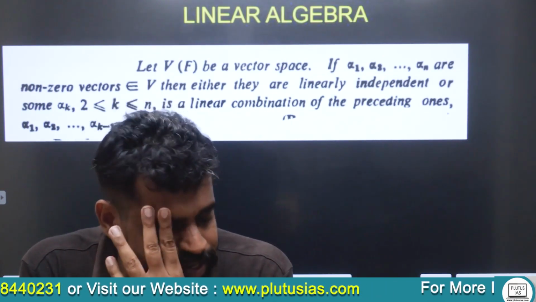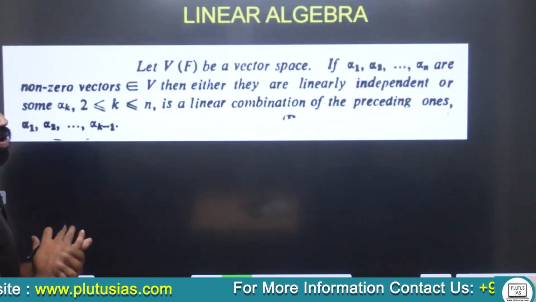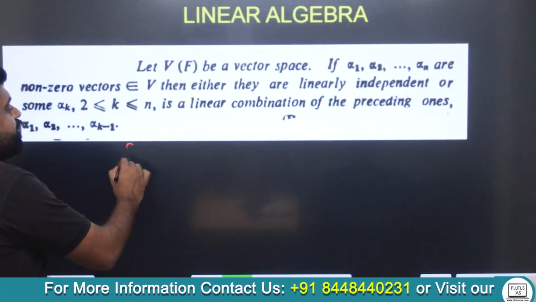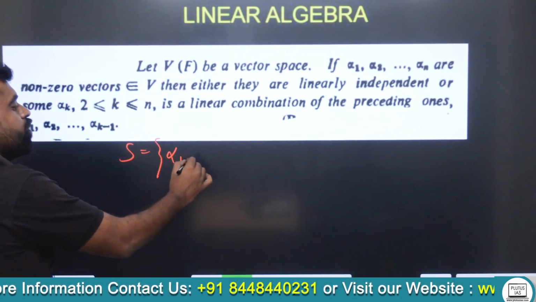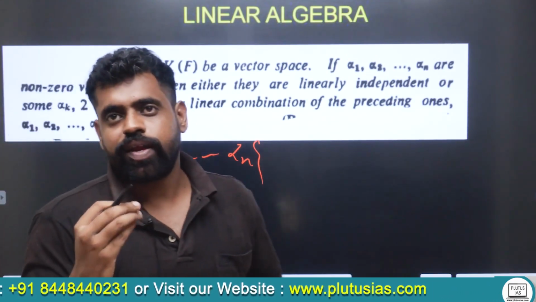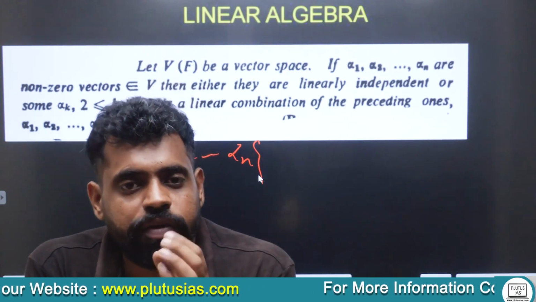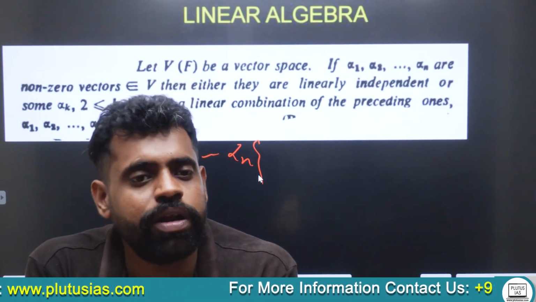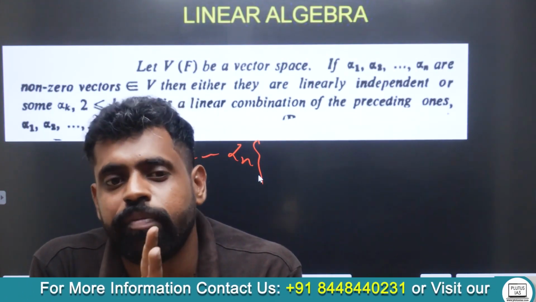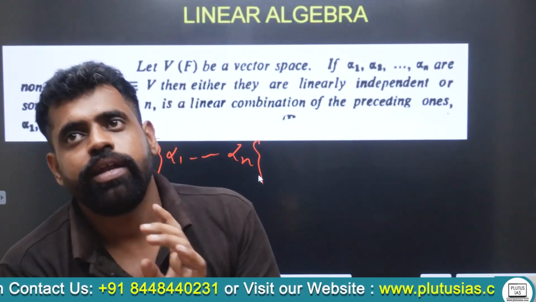So what does it say? You have to understand the meaning of this. You don't have to solve it to prove this theorem. Suppose there is a set alpha 1, alpha 2, up to alpha n. It will be either linearly independent or dependent, there is no other case. If it is linearly independent, then well and good, no problem.